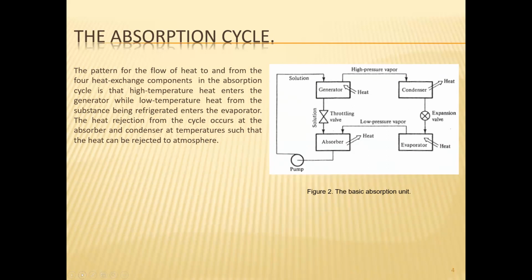Or throttling, sinasakal. Now, the pattern for the flow of heat to and from the four heat exchange components in the absorption cycle is that the high temperature heat enters the generator while low temperature heat from the substance being refrigerated enters the evaporator. The heat rejection from the cycle occurs at the absorber and condenser. Yan. Dito yung dalawang heat rejection. And a temperature such that the heat can be rejected to atmosphere. Pag mas mataas yung temperature mo ng atmospheric temperature mo, hindi ka makaka-reject ng heat, di ba?